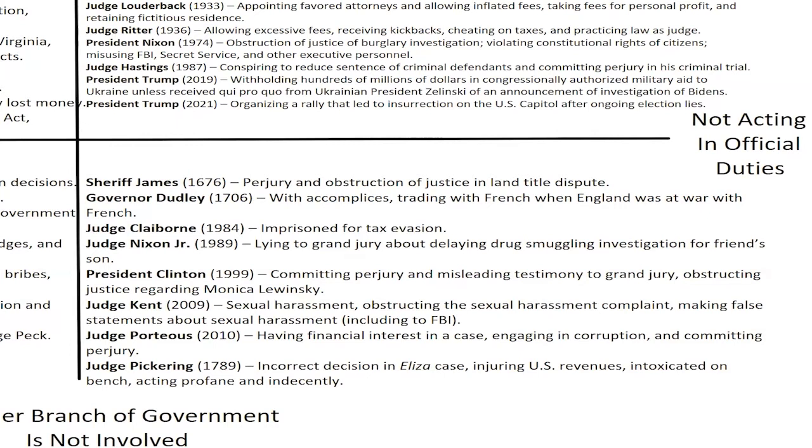Looking at the individuals who were impeached, there's a lot of perjury. In many cases, there are underlying offenses, such as the land title dispute with James and sexual harassment with President Clinton and Judge Kent. And it's the false statements and obstruction of justice that cause or intensify the impeachment action. There are additional crimes that involve disrespect for the court system. Hence, there's another branch of government involved in the non-official act. As for Judge Pickering, he's hard to classify due to the behavioral issues.